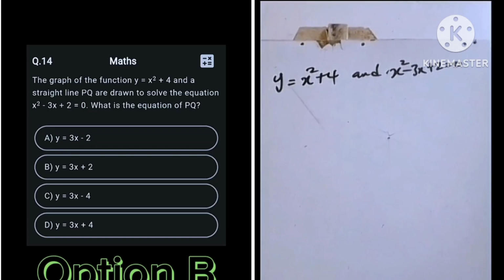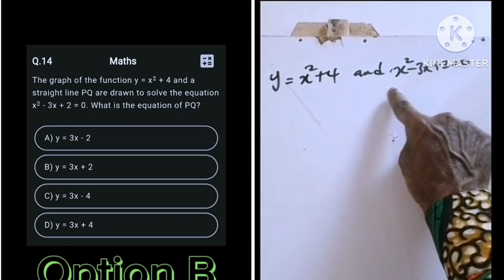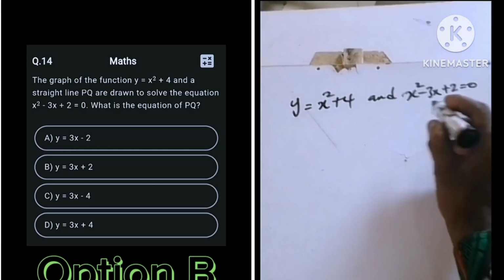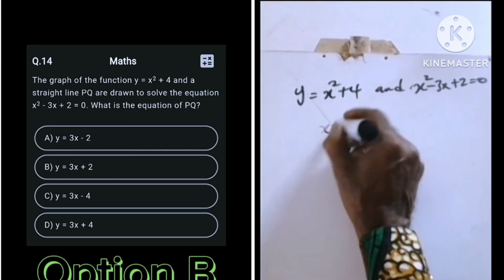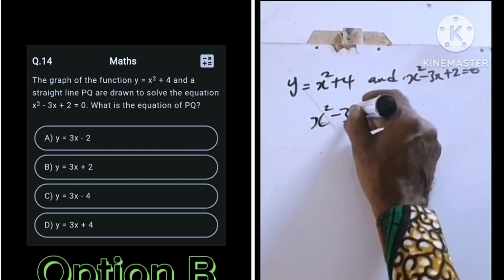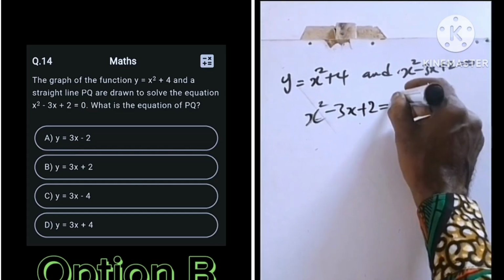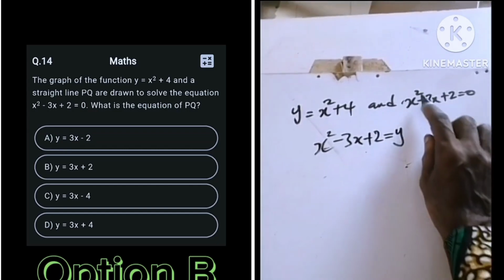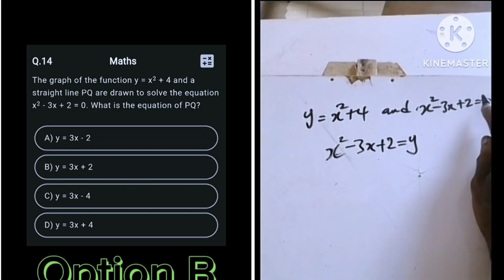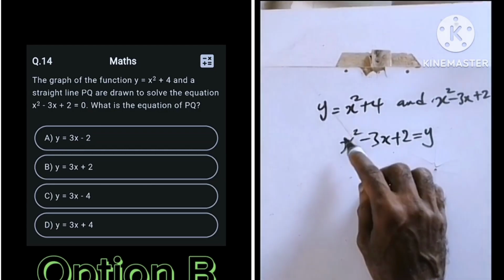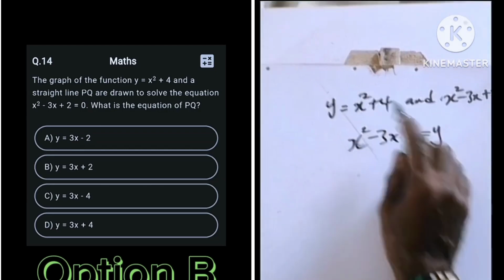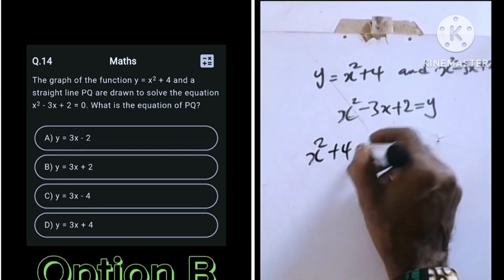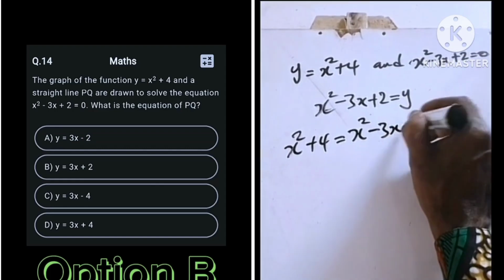Now, if you look at this function, this is the graph, and this is the equation of the straight line connecting P and Q. So anytime you see something like this, the first thing you need to understand is that this becomes x squared minus 3x plus 2 is equal to y. So this is a function. Since this is equal to y, whenever you have equals 0, know that this 0 part is y. That is to say y is equal to everything here. So since this is equal to y and this is equal to y, that means this is equal to this. So what we have now becomes x squared plus 4 is equal to x squared minus 3x plus 2.